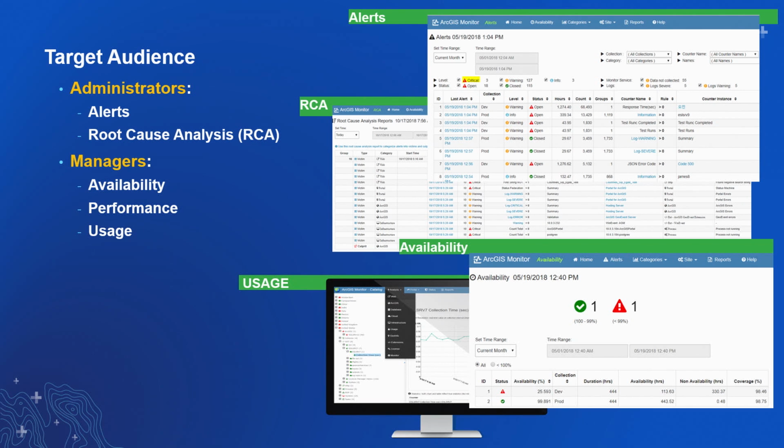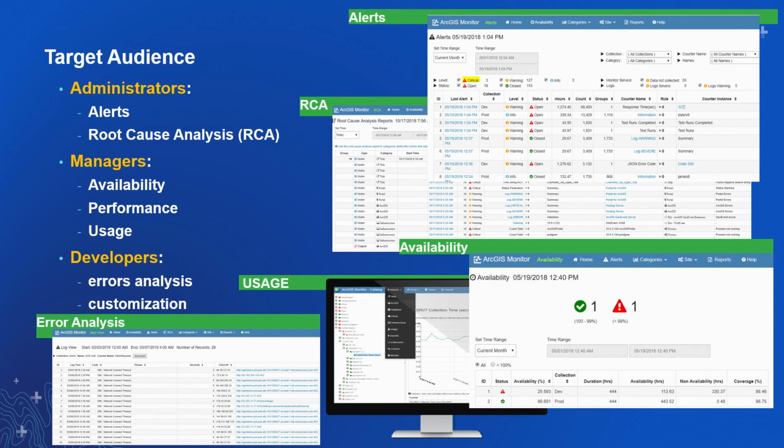Another target audience, of course, is managers. So managers, looking at the stability of the system and how it fits in a business unit, are oftentimes looking at the availability, performance, and the usage of the system. So how leveraged is the system? Are the information products that we're producing actually being used by the broader business as a whole? It's a much more high-level look into the system. And Monitor has capability to help answer manager questions in the form of availability and usage metrics.